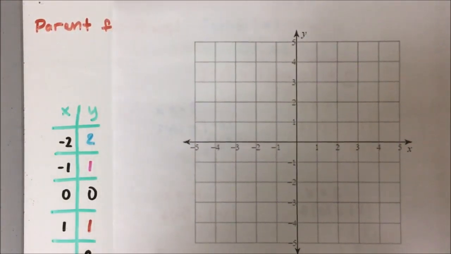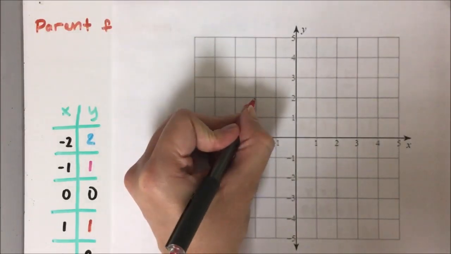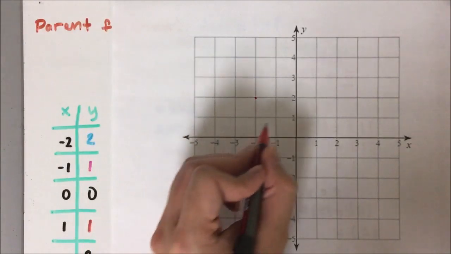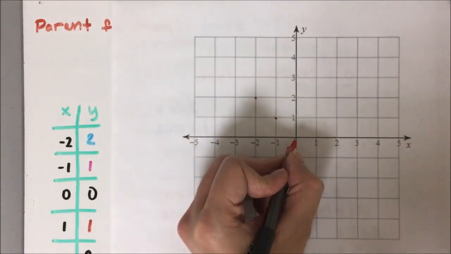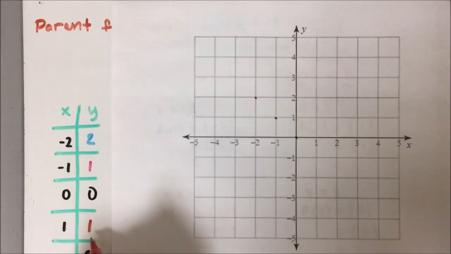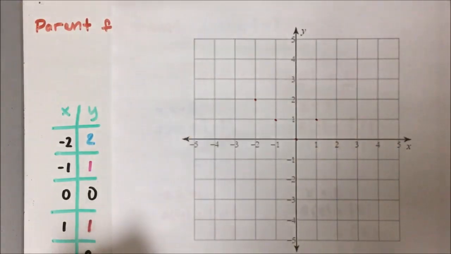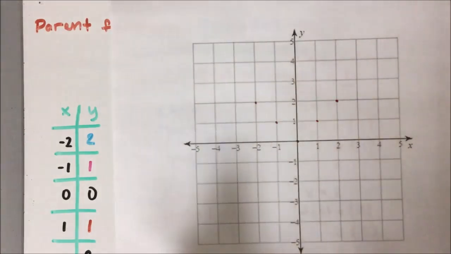Alright, so -2 for x and then +2 for y. Then -1 for x and +1 for y, which is right here. Then the vertex, which is in the middle, 0, 0. Now, the next point is 1 for x and 1 for y, which is located right here. And then the next point, 2 for x and 2 for y. And then let me get my ruler.